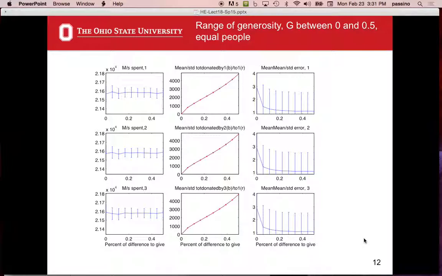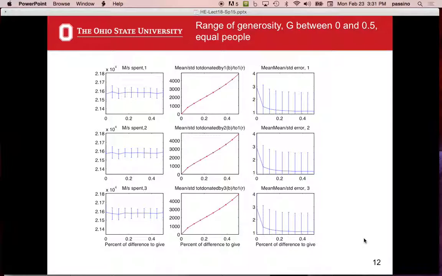Now, the second column of plots is the blue and the red. Well, wait a minute, where's the red or the blue? It's underneath the red, okay? So that shows that on average, no matter what the G value is, I donate as much as I receive. And in fact, the variances are quite small. It's very consistent, okay? As I turn G up to 0.5, I donate more and I receive more, okay? But on average, it's the same amount, right?